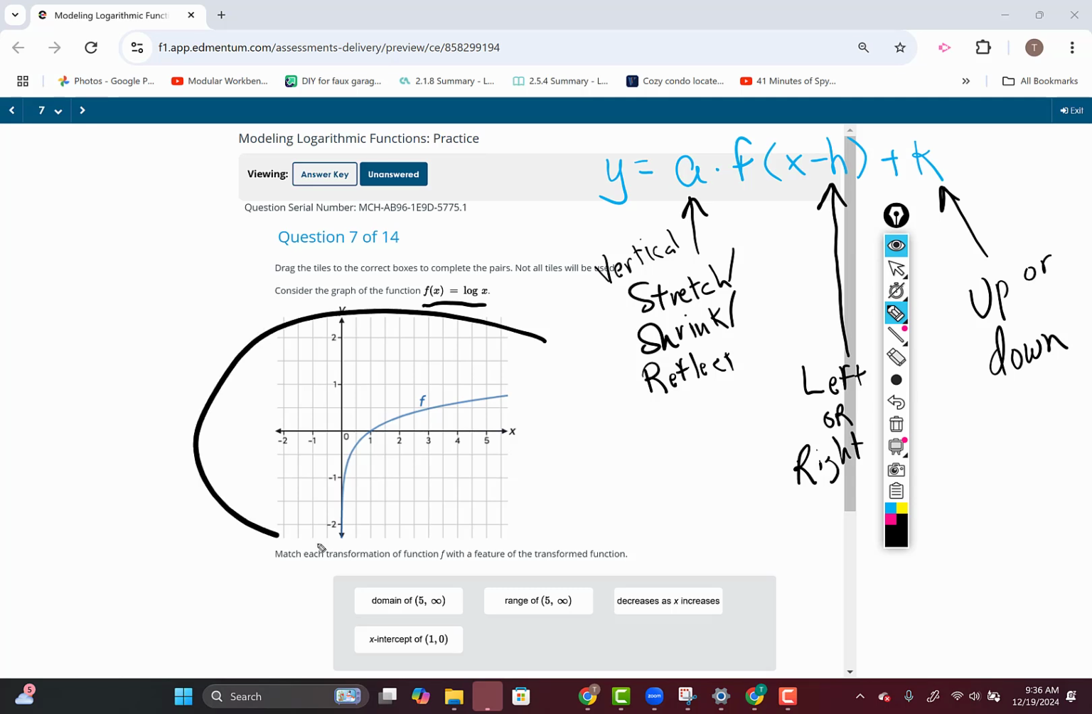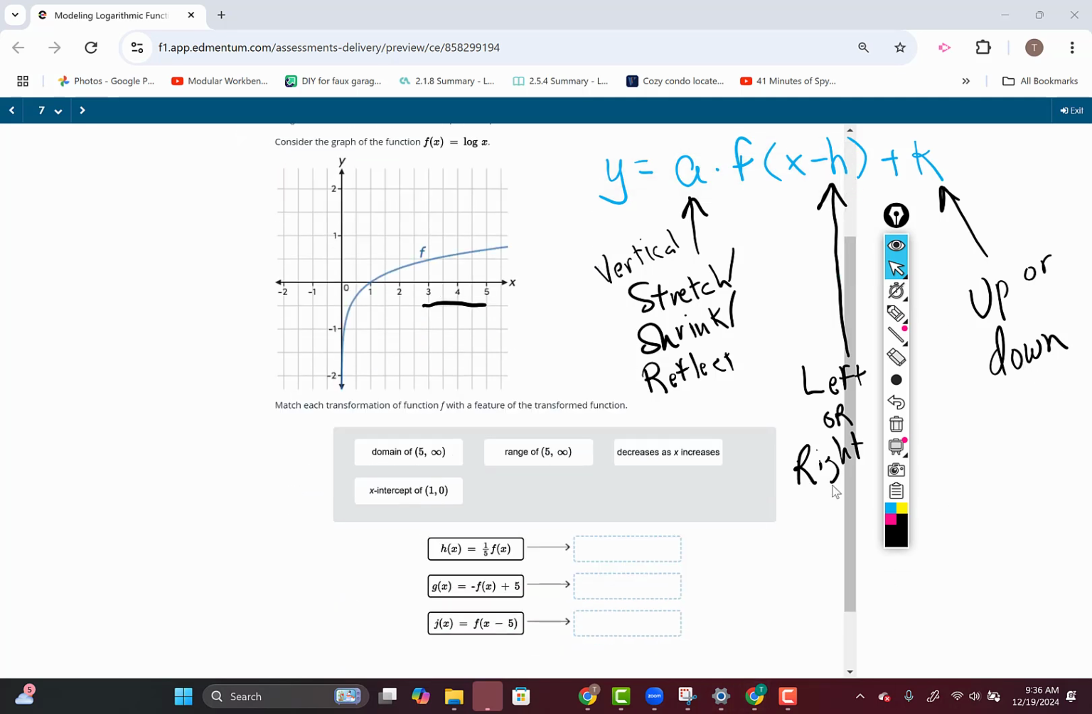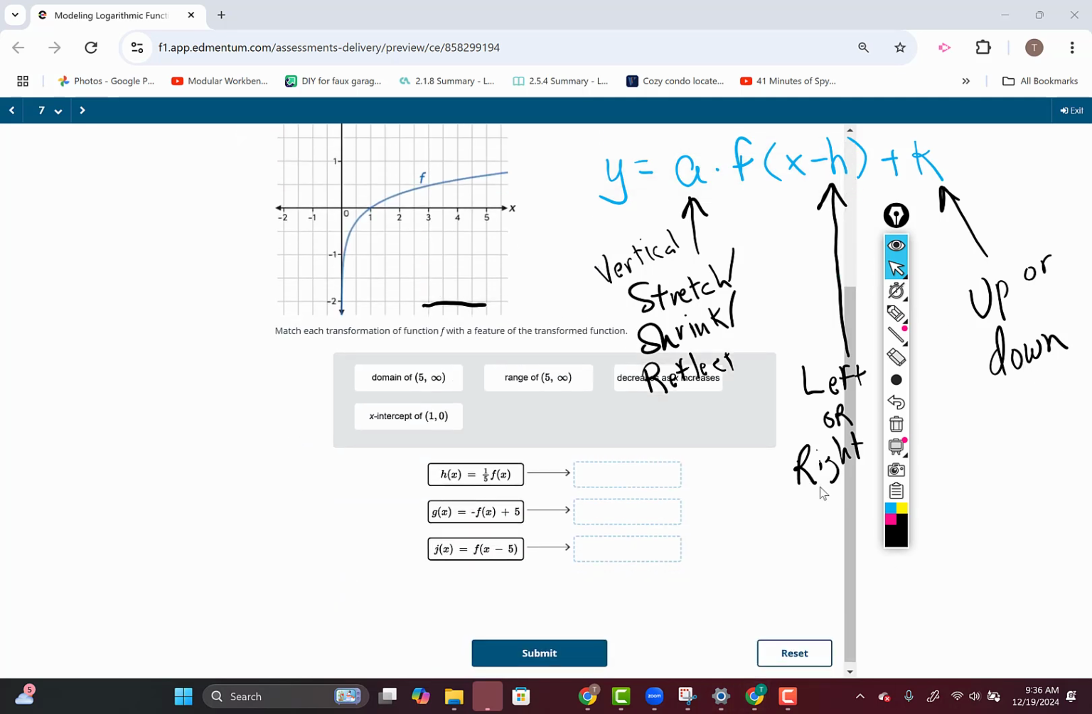And this is the picture. So this is the picture we're going to base all of our answers on in this example. The question below here says match each transformation of function f with a feature of the transformed function. Okay, so that's kind of a mouthful there. Let's scroll down a little further so we can see the actual questions here.